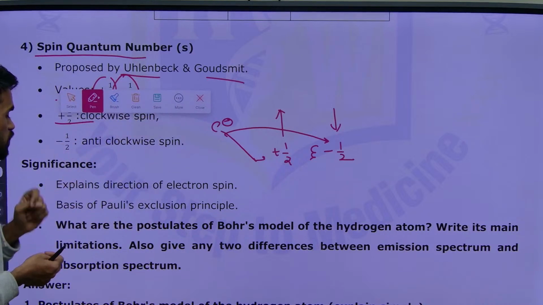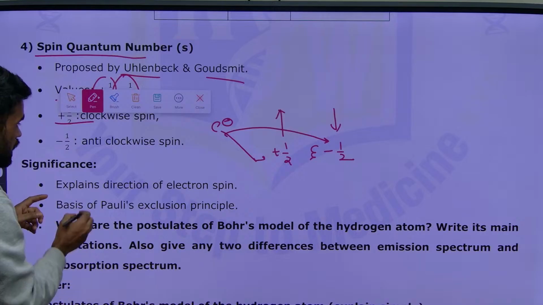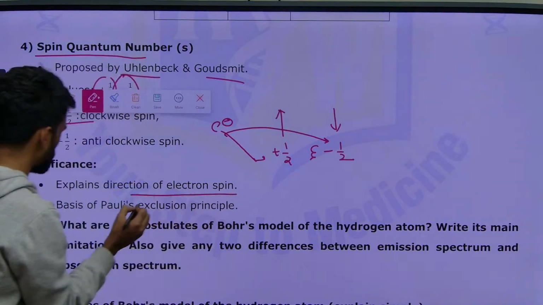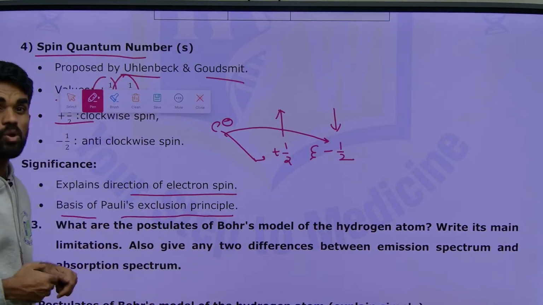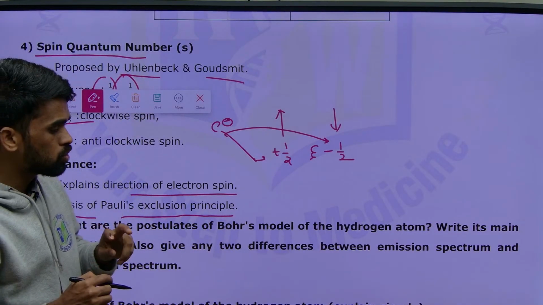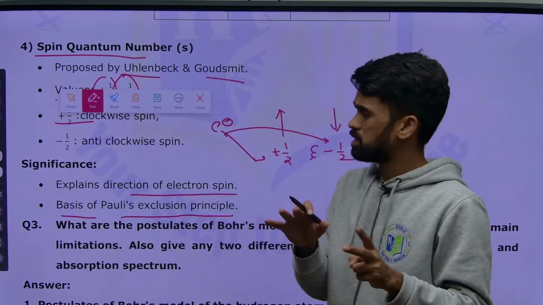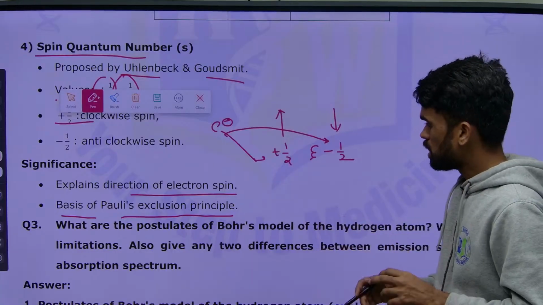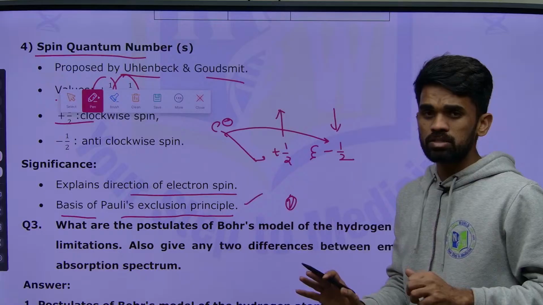Now what is the significance of this spin quantum number? It explains the direction of electron spin. It is on the basis of Pauli's exclusion principle. So what is Pauli's exclusion principle? No two electrons have the same set of all four quantum numbers. It means at least one quantum number must differ for any two electrons in an atom.